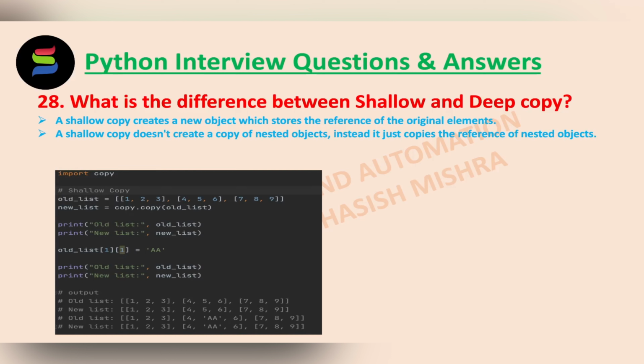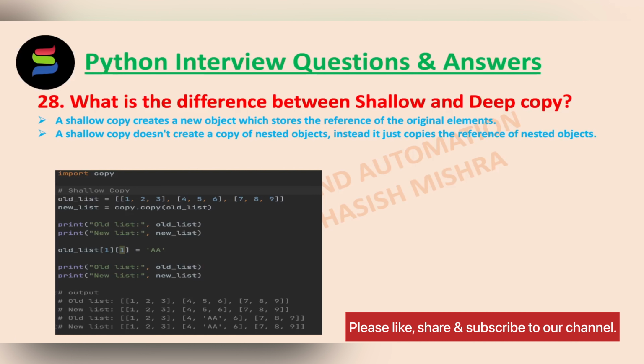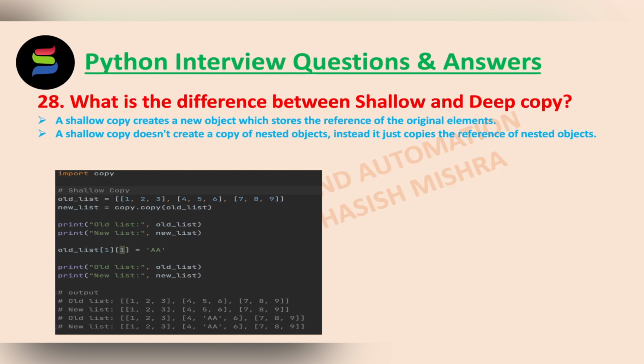Here in the code, if you see, we are using the copy function, and it is present inside the copy module. A shallow copy does not create a copy of nested objects, instead it just copies the reference of nested objects. What that means is that the copy process does not recurse or create copies of nested objects itself.